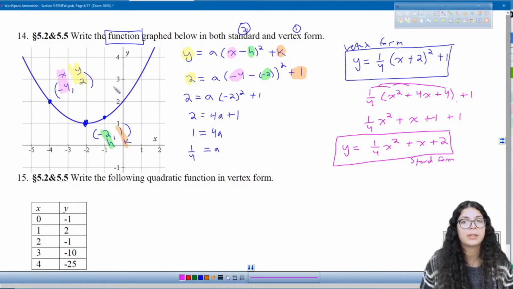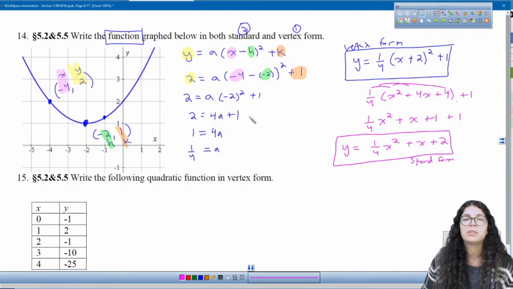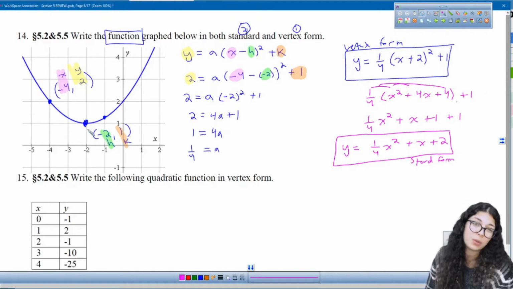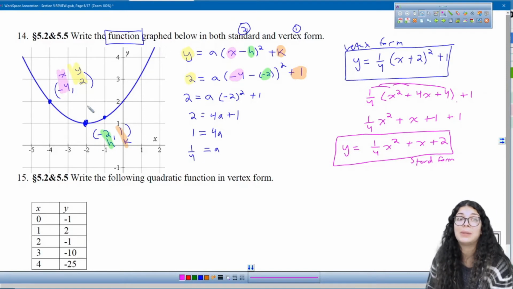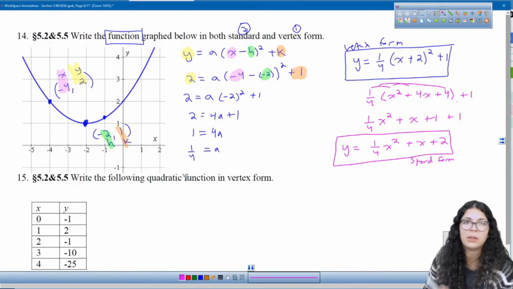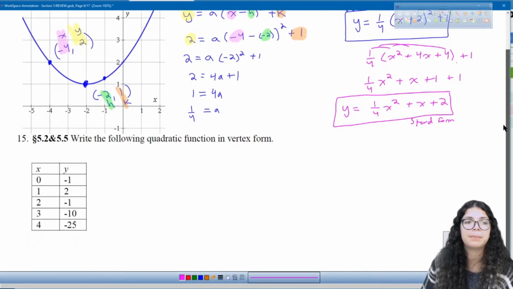So if you have the vertex, start with vertex form first. Solve for the a value if you need to. If you could use the trick of 1 unit to the right and you see exactly what that slope is, 1 unit to the right, that's your a value. You could use that trick. Makes it a lot easier, right? And then if you need the standard form, just simplify. All right, let's move on.